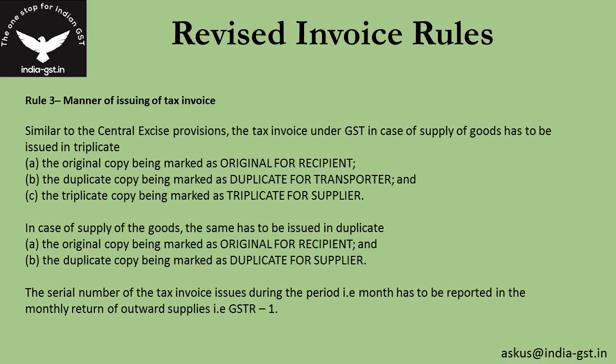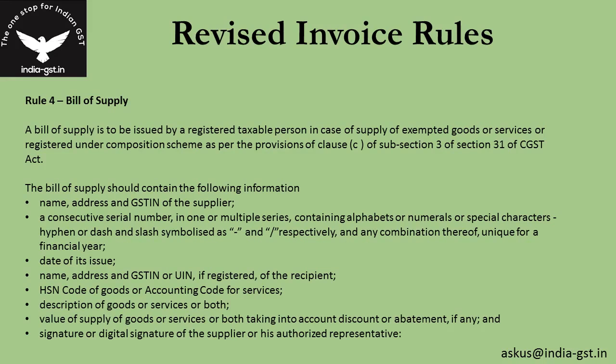In case of supply of services, the same has to be issued in duplicate. A. The original copy being marked as original for recipient, and B. The duplicate copy being marked as duplicate for supplier. The serial number of the tax invoices issued during the period, i.e. month, has to be reported in the monthly return of outward supplies, i.e. GSTR1.